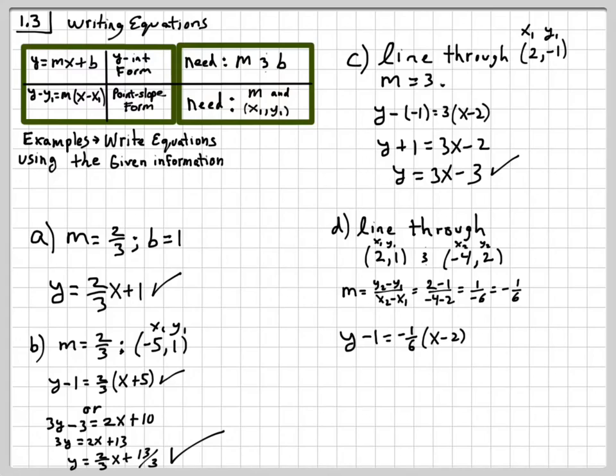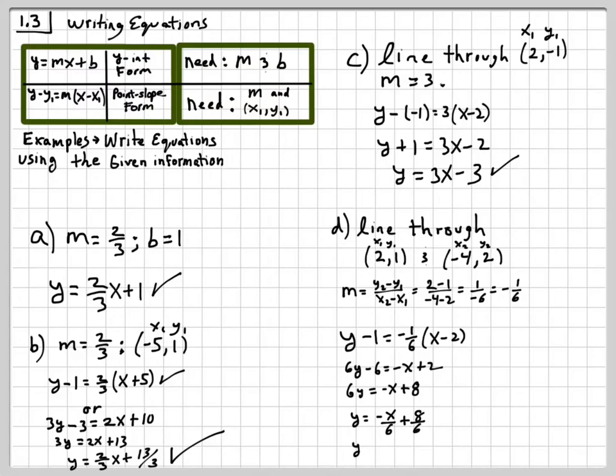Now, if I use that slope with one of the coordinate points that I have in the given, such as the first point (2, 1), and call that x1, y1, and use that point and the slope of -1/6, then I can use the second form of the linear equation, the point-slope form. And so I substitute my values in and solve for y.